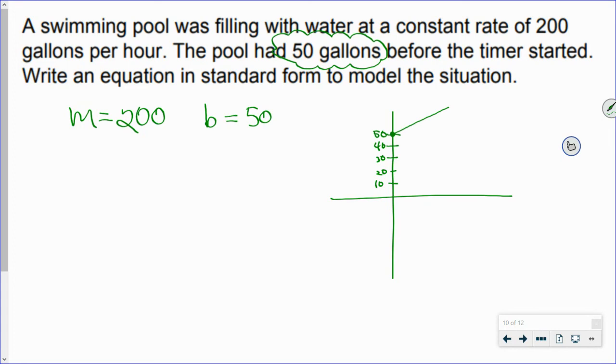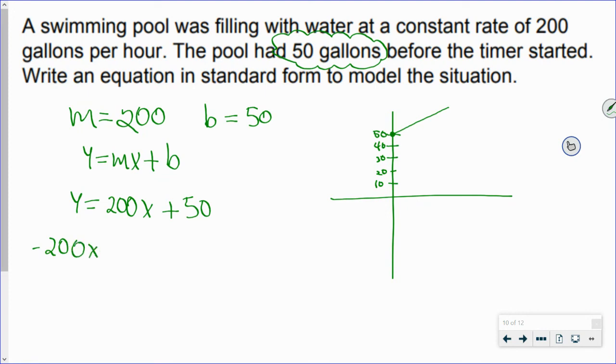Good job here. All right, so if I've got a slope and a y-intercept, I use the slope-intercept form, okay? y equals mx plus b. And then it asks me to put it in standard form, so I just convert that to standard form. Doesn't look like I've got a lot of fractions. That's good news. y is equal to 200x plus 50. I need to move the 200x over, so it becomes negative 200x plus y equals 50.